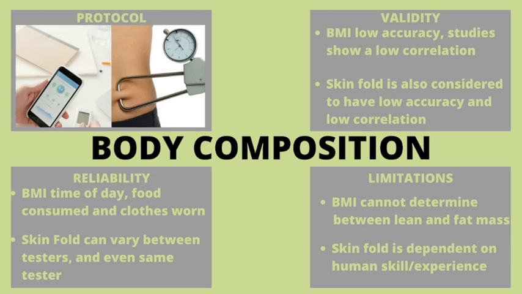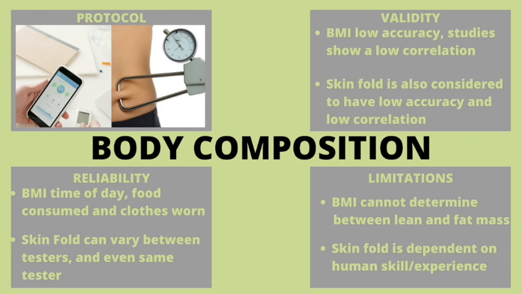So validity, is the test valid to measure body composition? Well, it is. However, BMI has a low accuracy and studies show a low correlation. And the reasons for this, BMI is useful if you're a sedentary person. It's useful if you don't exercise a lot and you go to the hospital or the doctors and they want to just figure out your BMI and see what your percentage of body fat is. It's got a little bit of accuracy there. In the world of sport, not so much, because muscle weighs more than fat.